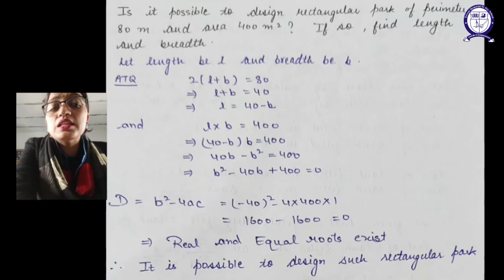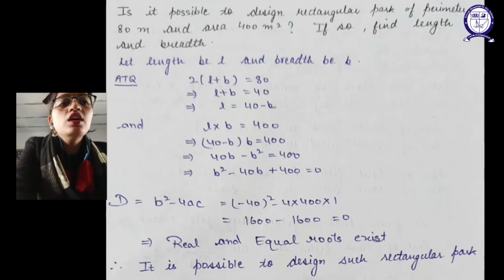So basically it is possible to design such a rectangular park if the discriminant comes out to be greater than or equal to 0. In any case if it comes out to be less than 0, then we will just say no, it is not possible to design that. We will just leave the question there. But now here they said that if it is possible to design, then find the length and breadth.